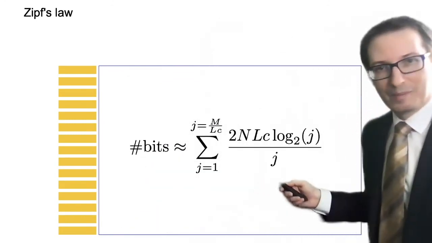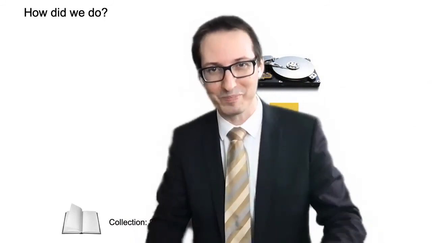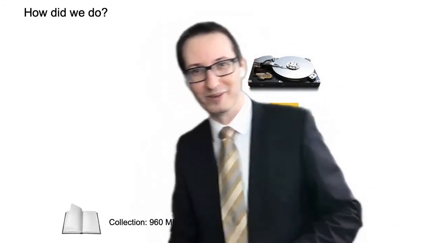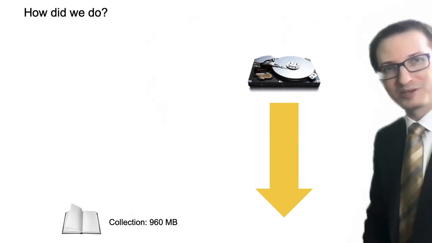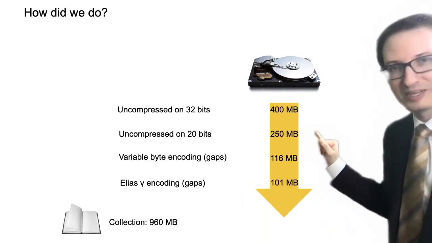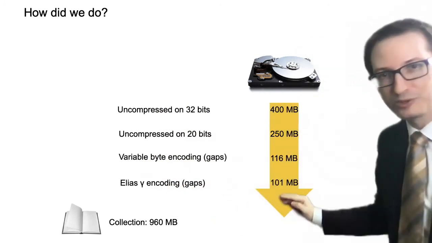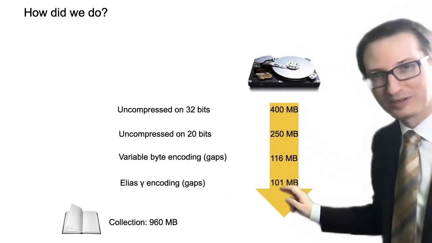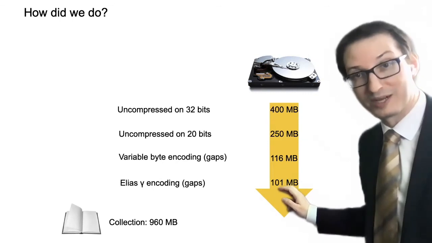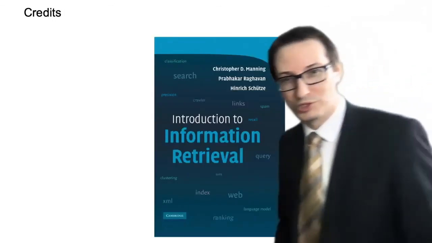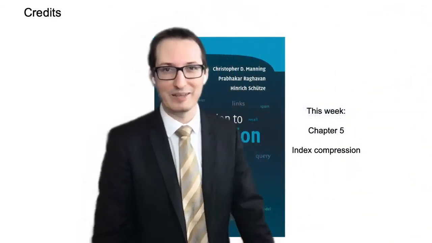All right, but I think now it's the Easter break. I need to now free you from all these theories. So let's finish on how we did basically compressing with our encoding with uncompressed variable byte gamma encoding. You see, this is a factor of 4 that we get. That's really awesome, right? We really did a good job, right? So this is my last slide.